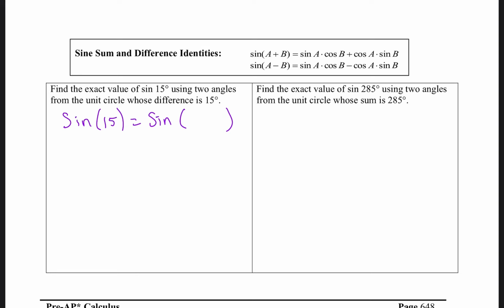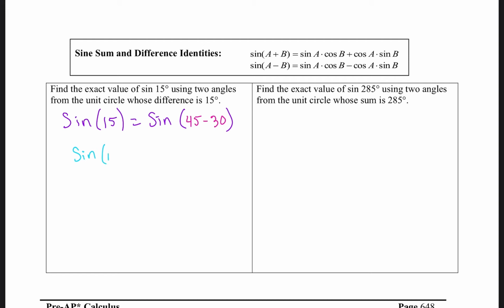So if I think about the unit circle, what numbers exist on the unit circle? Well, we know that 30, 45, 60, and 90 is what's in that first quadrant. So from that, I could take 45 and subtract 30, and that would be the same thing as 15. Again, noting from the example at the beginning, you can't just take the sine of 45 minus the sine of 30 and get the answer. It doesn't work that way. But we can use our formula that we just talked about.